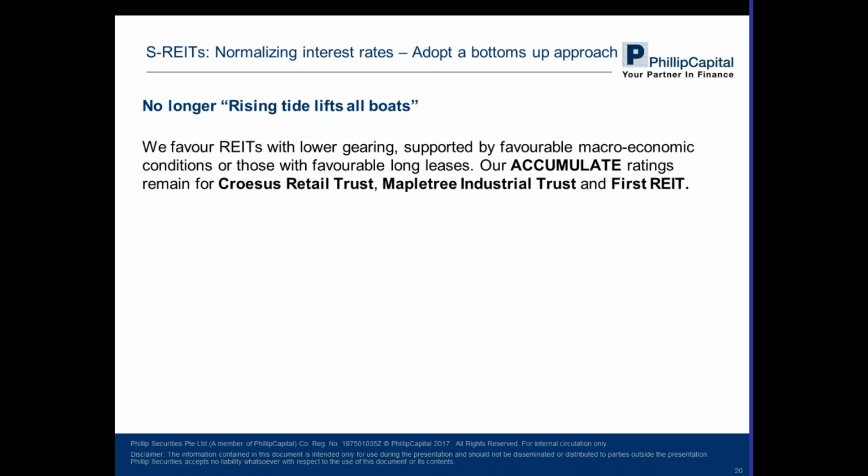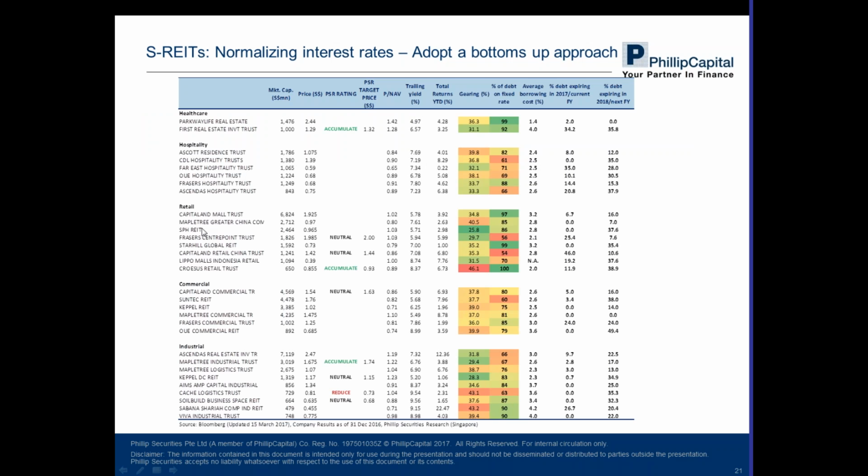And we favor REITs with lower gearing, such as Mapletree Industrial, or supported by favorable macro and economic conditions, such as First REIT, you're in Indonesia healthcare where demand is growing, or those that have favorable long leases, such as Croatia's. So we have accumulated ratings on these 3 REITs. And this is a table for your easy viewing. There's a color scale there for your easy reference.